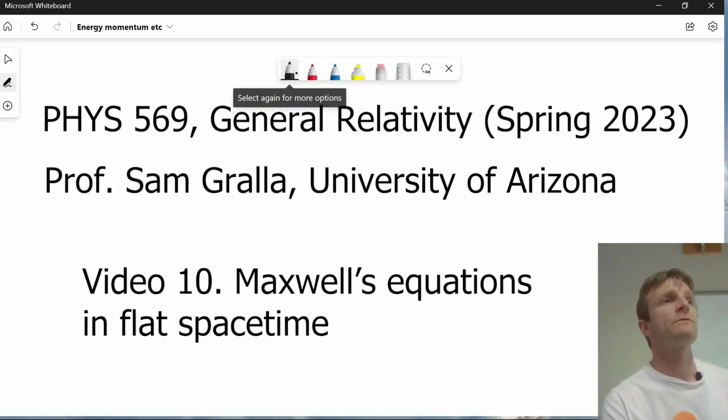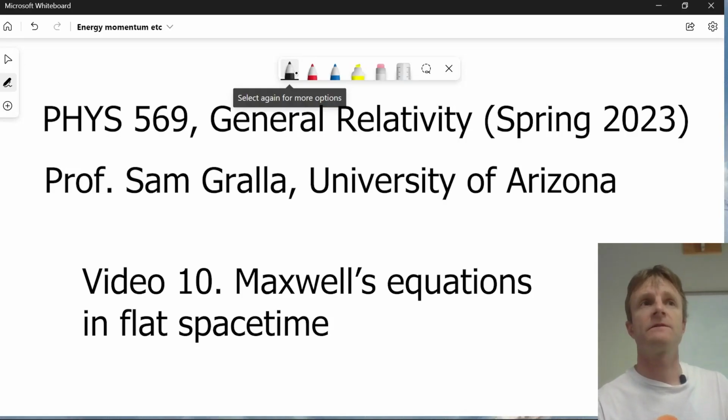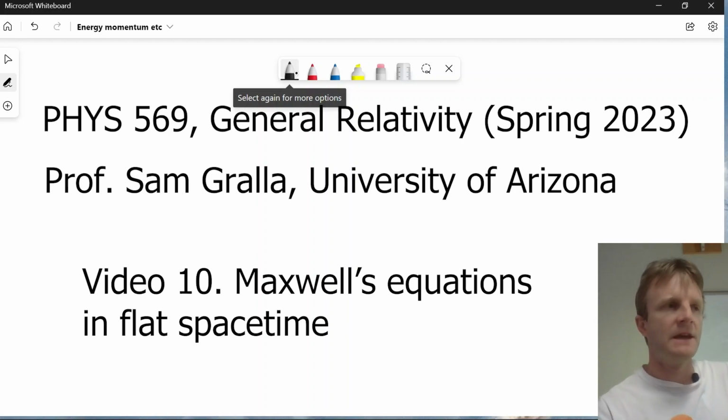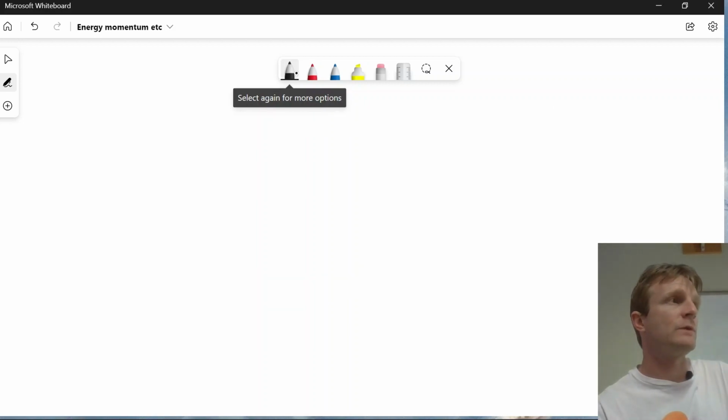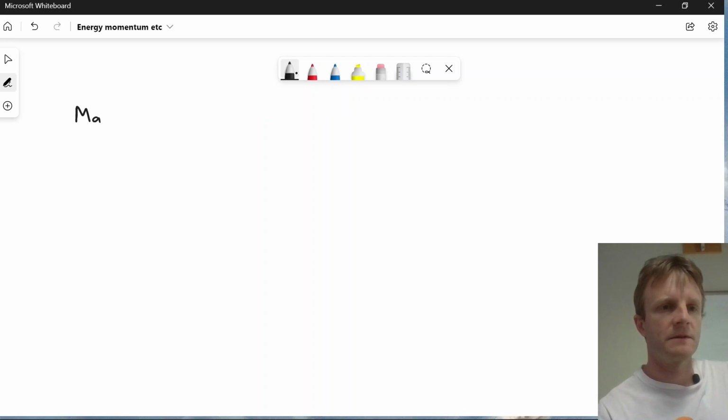So we've introduced this whole framework of Lorentz tensors, tensors in the universe where the only coordinate transformations allowed are Lorentz transformations. And now I want to show you what this does for us. The first example that we're going to do is Maxwell's equations.